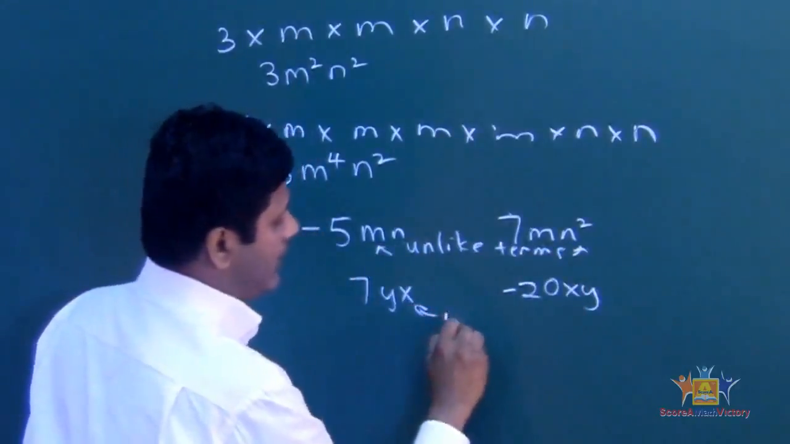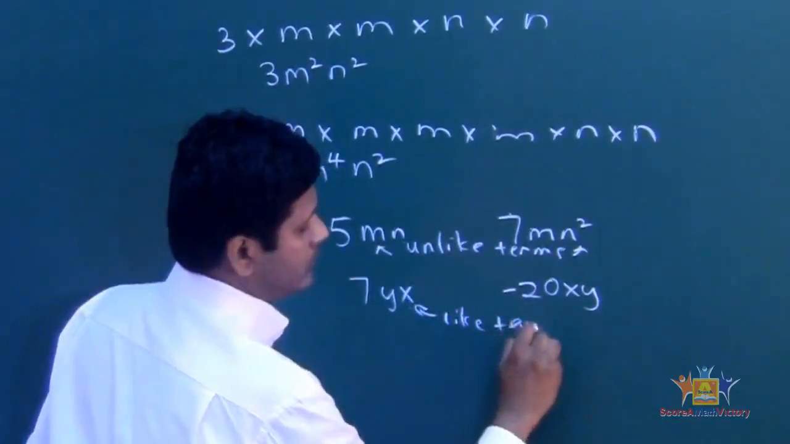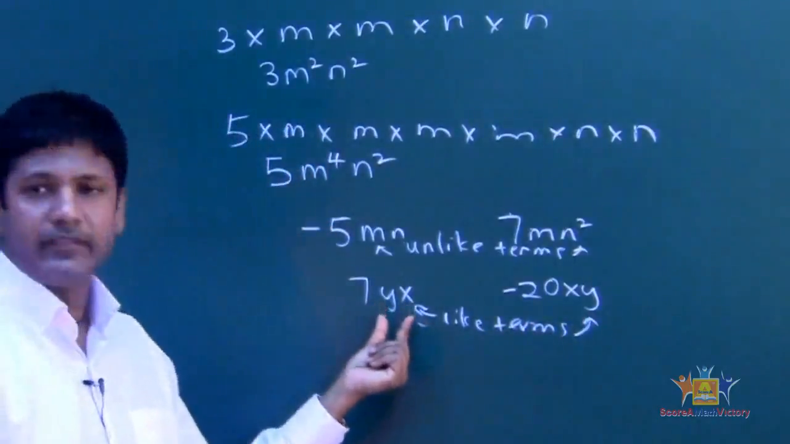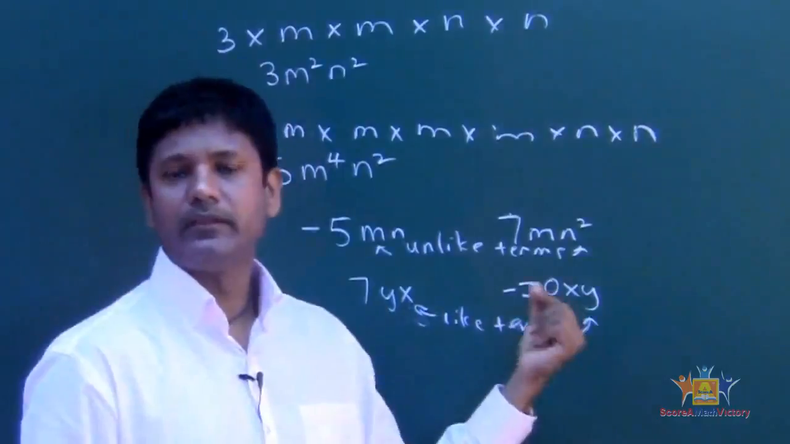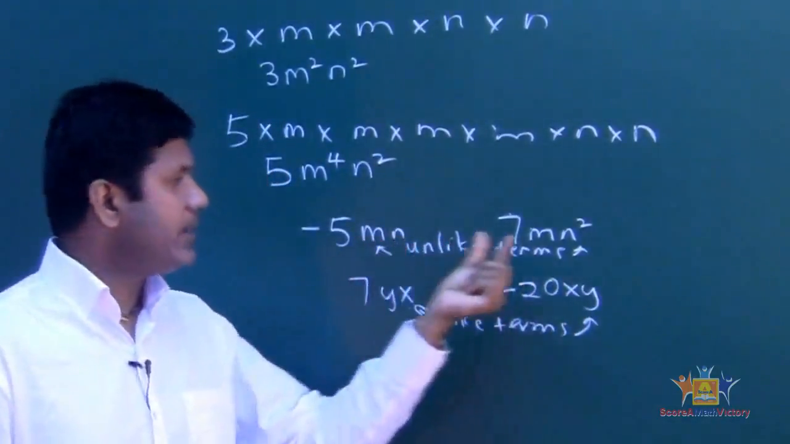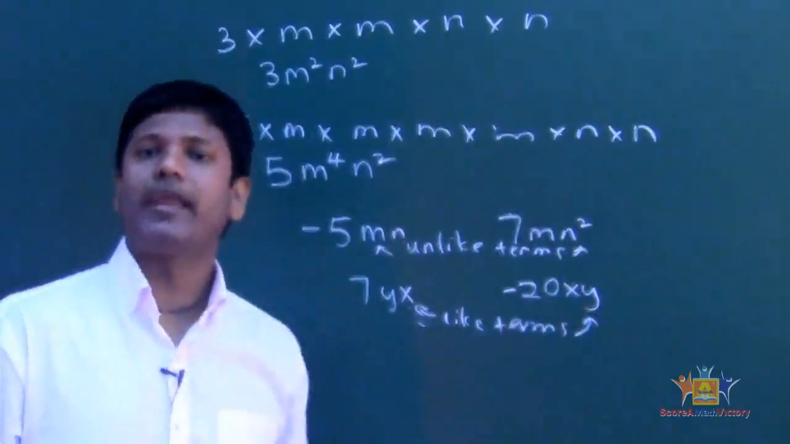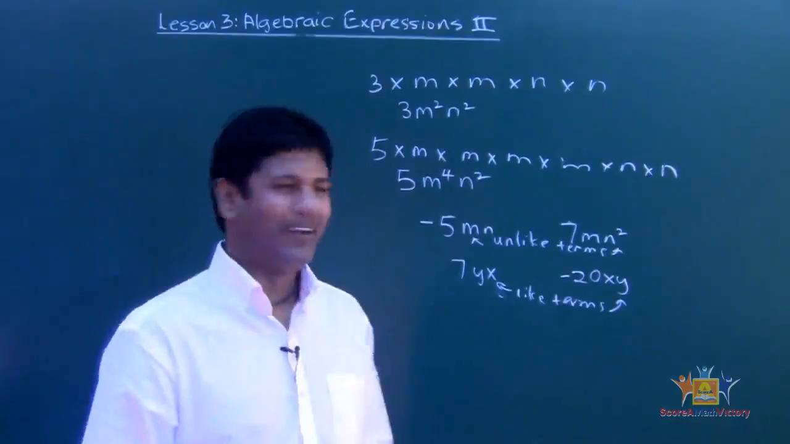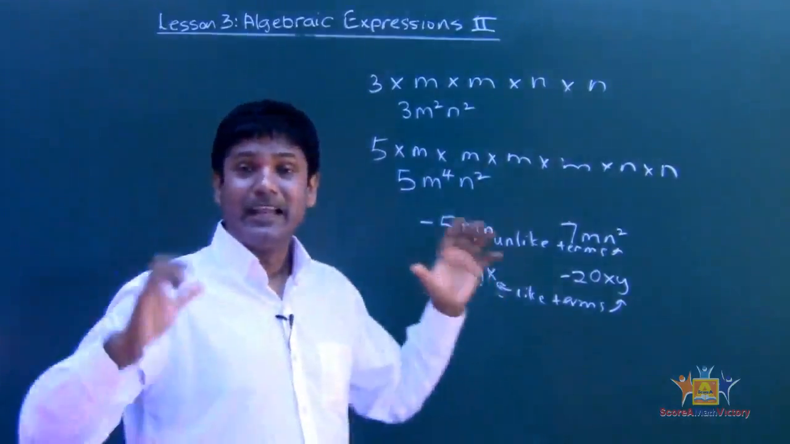These are like terms. Again, y. This one has x and y. This one also has x and y. Okay? xy and xy. This one you got mn, but this one got mn squared. That makes it unlike terms. Alright? Okay, good.